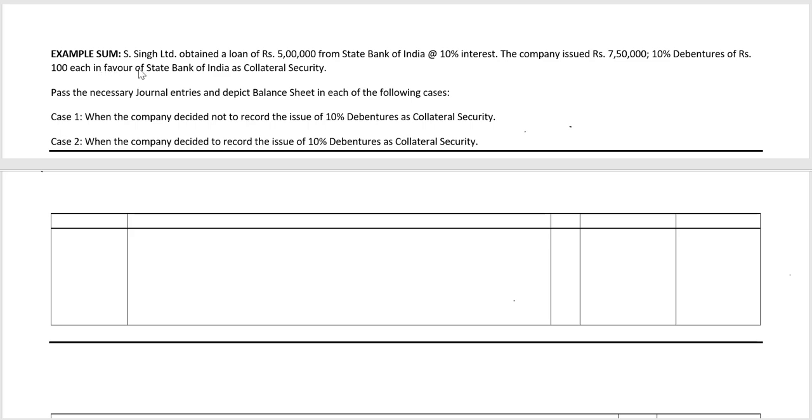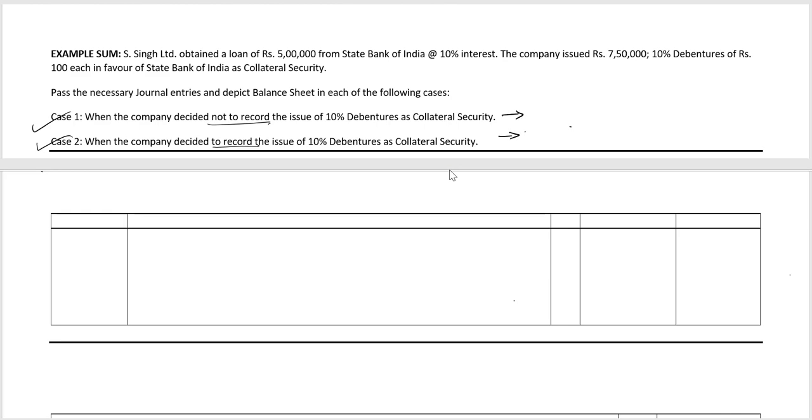Example sum: Essing Limited obtained a loan of Rs 5 lakh from State Bank of India at 10% interest. The company issued Rs 7,50,000 10% debentures of Rs 100 each in favor of State Bank of India as collateral security. We are asked to pass the necessary journal entries and also depict the balance sheet in each of the following cases. The first case, when the company decided not to record the issue of 10% debentures as collateral security. And the second case is when the company decided to record the issue of 10% debentures as collateral security.